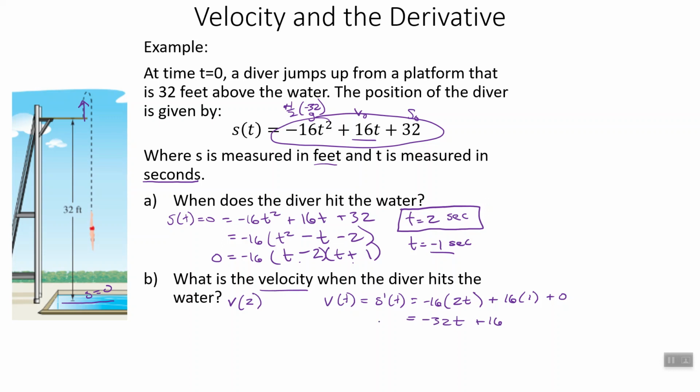This negative 32t is pretty common. There's our v of t. Now to find v of 2, we're plugging in 2. Negative 32 times 2 plus 16 is negative 64 plus 16, which gives us negative 48. It's a velocity. We were working in feet. So that means this is feet per second is going to be our velocity. And there's our answer.